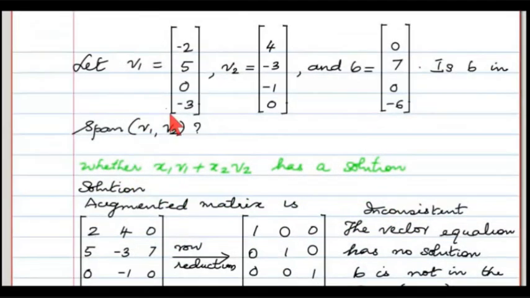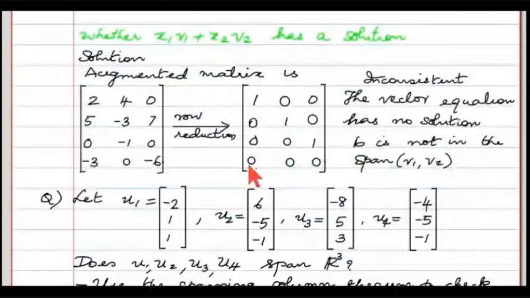An example. Let v1 equal to (-2, 5, 0, -3), v2 equal to (4, -3, -1, 0), and b equal to (0, 7, 0, -6). Is b in the span of v1, v2? That is, does x1 v1 plus x2 v2 have a solution? For the solution, first we need to write the augmented matrix: first column, second column, then this b. After that we need to find the reduced echelon form. So after row reduction we will get this matrix.